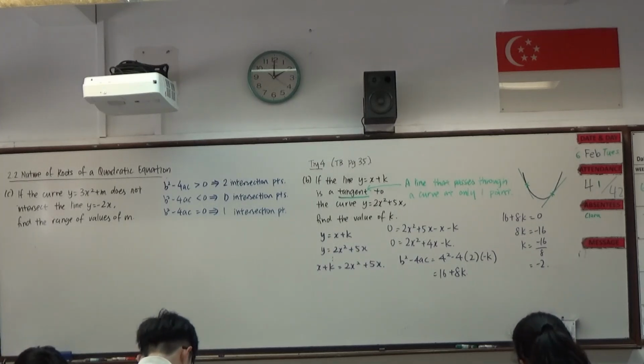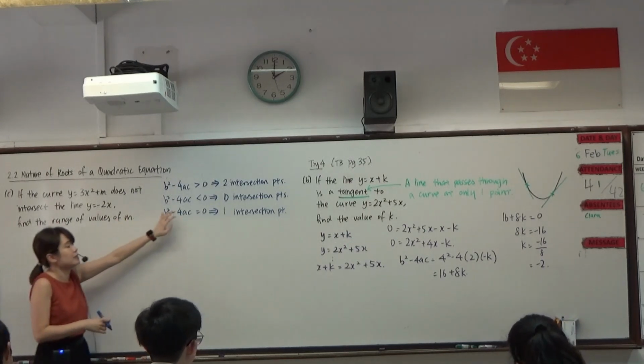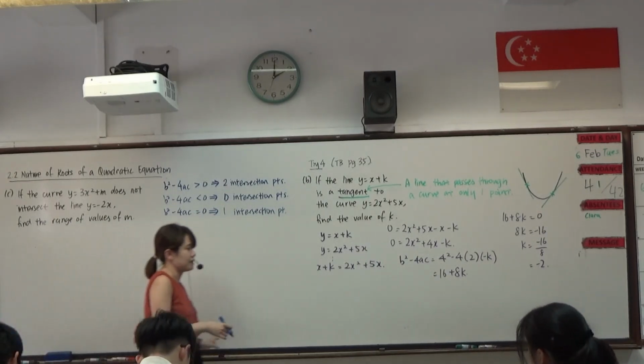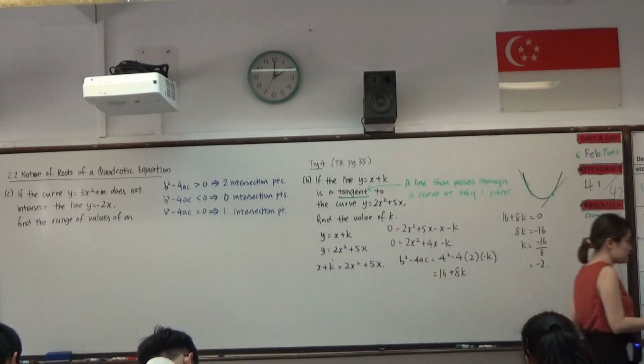Sign of our discriminant. It must be less than 0. Okay, is it? It's less than 0, right? Because 0 intersection points. Okay, so could you please solve this and then determine the range of values of m? I'll give you about 3 minutes.